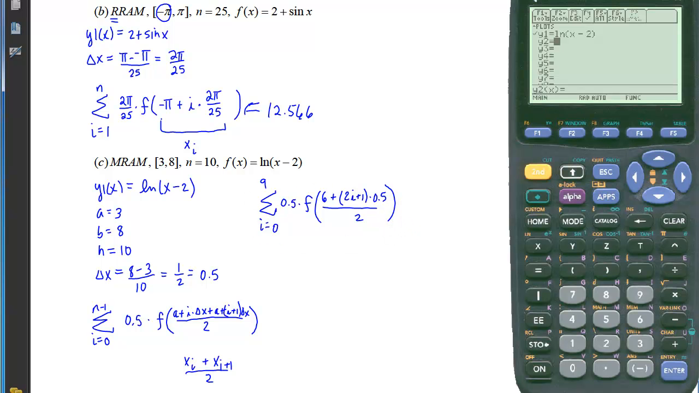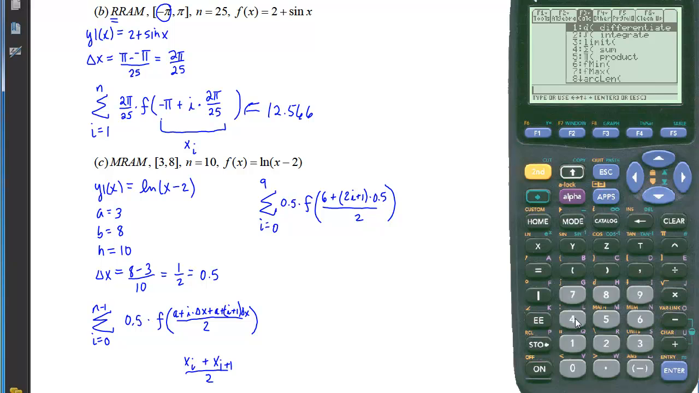So notice here in y1, I've put log natural of x minus 2. And on the home screen, it's going to be kind of tricky with all the parentheses. So you might want to pay attention, then pause it and try it on your own. So we will do F3, 4. We're going to do 0.5 times y1. And we're going to start y1. And then we're going to start the top of that fraction.